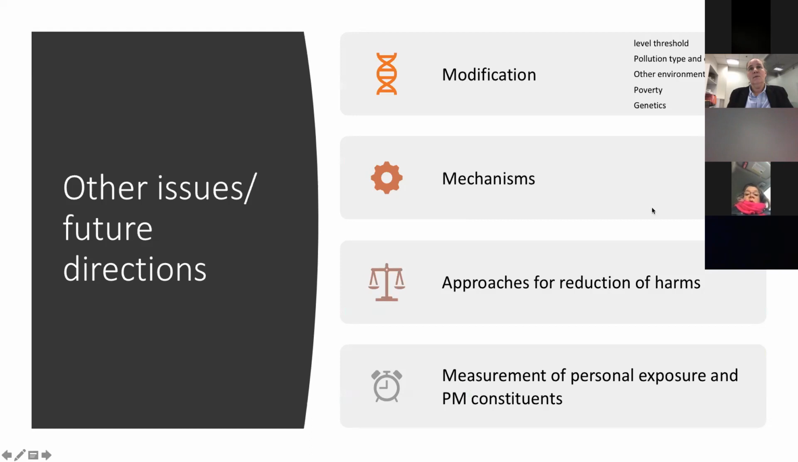The other area that needs more investigation at the moment is in mechanisms, how these things happen. By finding out more about those sorts of things, we can possibly try to interrupt these mechanisms and prevent these diseases. A further focus for this research is looking for approaches for reductions of harms. And one of the other things that would actually make this research more accurate and be able to characterise risks much better is a way to measure personal exposure very accurately, even for longer term studies. We also need to know a little bit more about particulate matter and their constituents and how the individual constituents affect the relationships.